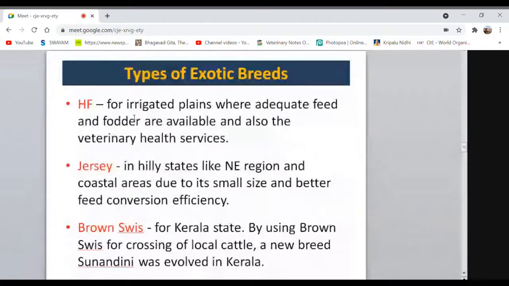This Holstein Friesian is recommended for those areas where irrigation facilities are available, and due to this there is adequate feed and fodder supply, and also veterinary health services. As you know, the crossbred offspring produced from Holstein Friesian are very prone to many diseases, especially parasitic diseases. So in that situation, we need very good veterinary health services. Also, since they are a very huge, big-sized animal, they need a proper supply of feed and fodder, only then can they perform.